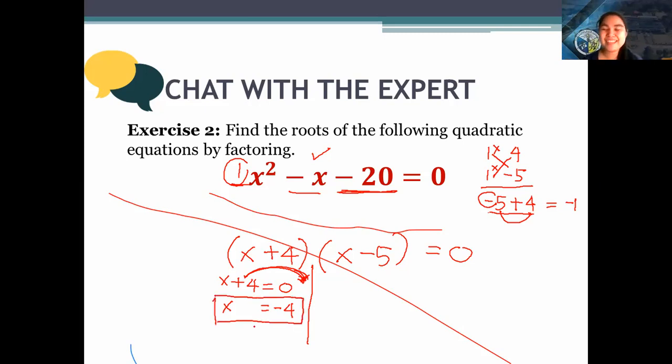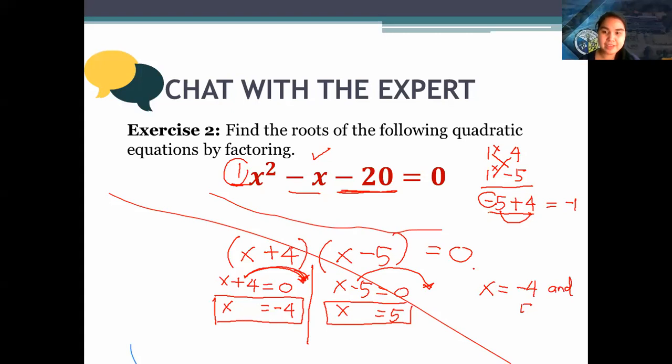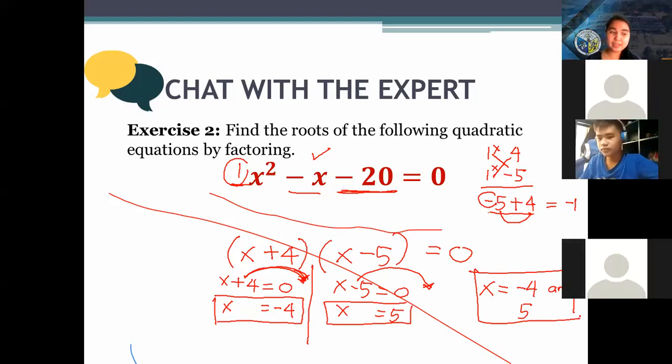No problem. I accidentally pressed the draw button. Oh, no worries, AP. Next, x minus 5 equals 0. Transfer negative 5 to the other side. We have x equals 5. So what are the roots? We have negative 4 and 5. Very good with that one. Any questions before we go to the next one? Or if you're okay, give me a thumbs up.